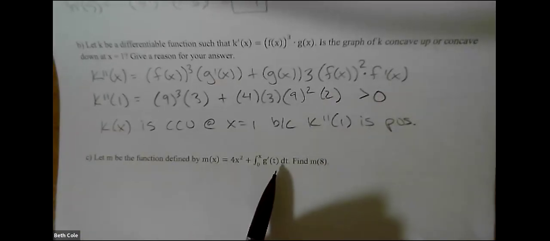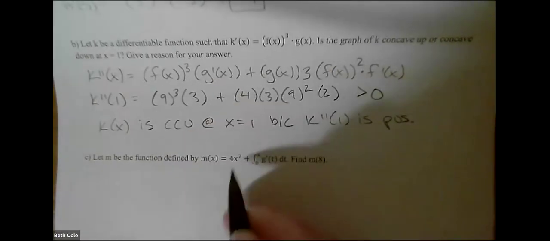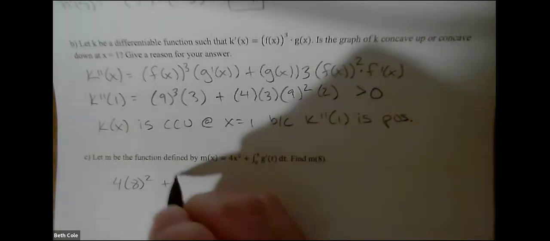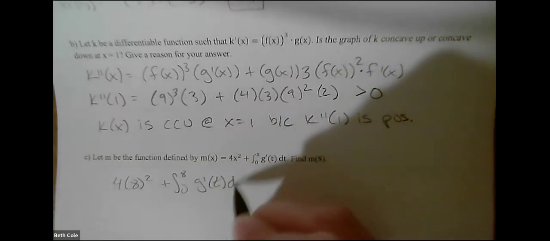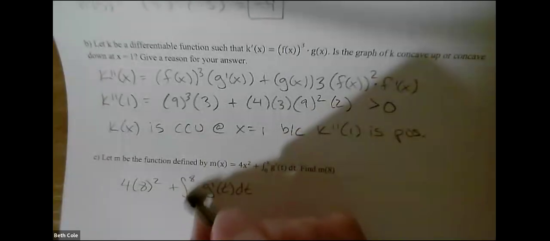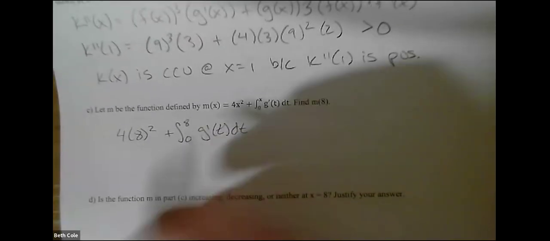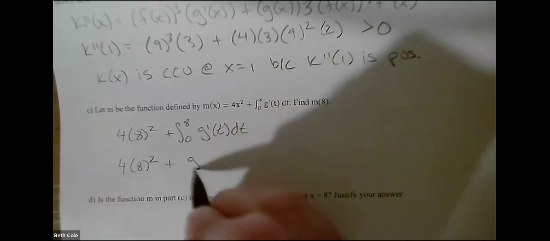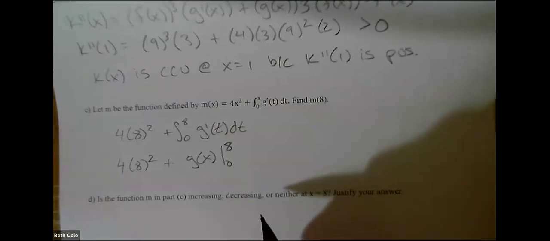Let m be this function. We've got an integral in there. Find m of 8. So we're going to plug in 8. So this is your fundamental theorem of calculus here. We have an integral of a derivative. If you do an antiderivative of a derivative, it takes you right back to the original function. So it's just going to be g of x from 0 to 8.